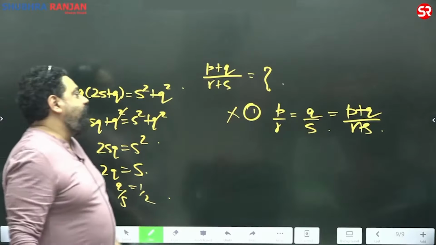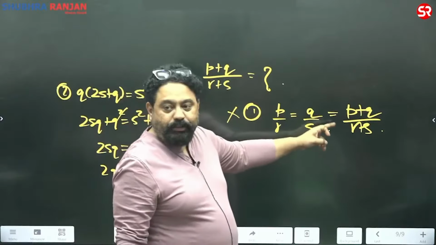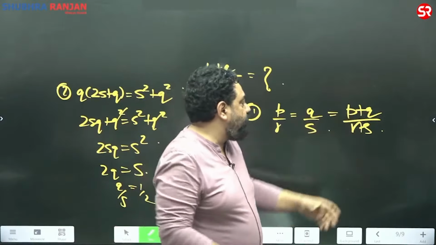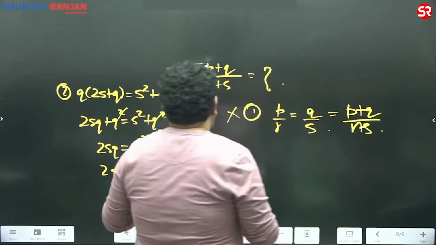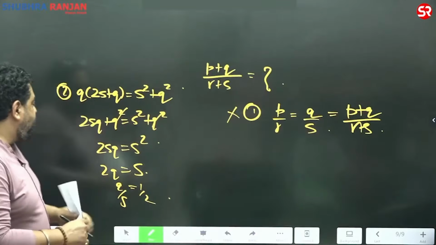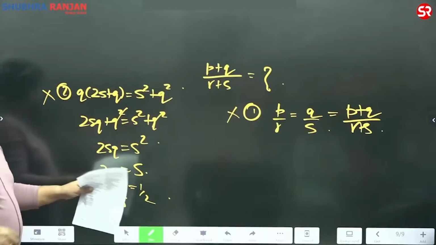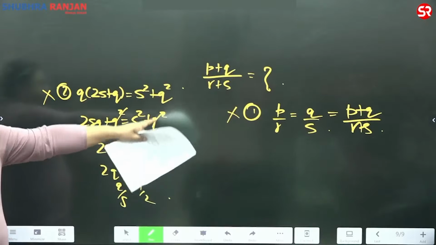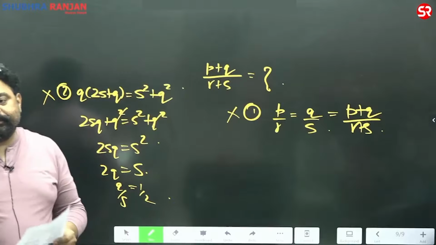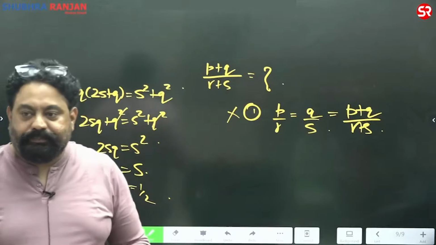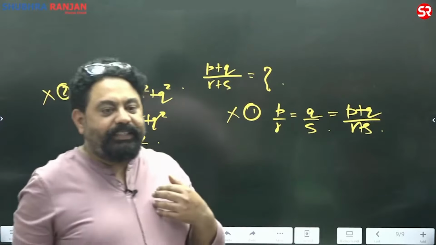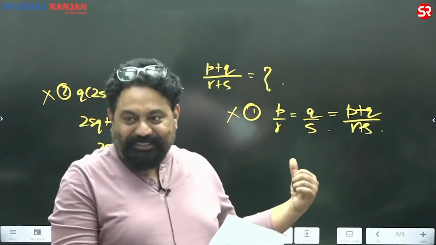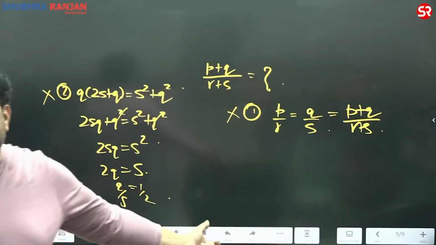So what is the numerical value? P upon R is equal to Q upon S is equal to 1 by 2, is equal to (P+Q) upon (R+S), which is equal to 1 by 2. But again, the first statement is only giving you Q upon S, right? If you combine these two together, then you would get the answer as 1 by 2. Answer is 3, combining them together. Again, even I was making that silly mistake. I was only trying to do the 2, but I realized I was using 1.